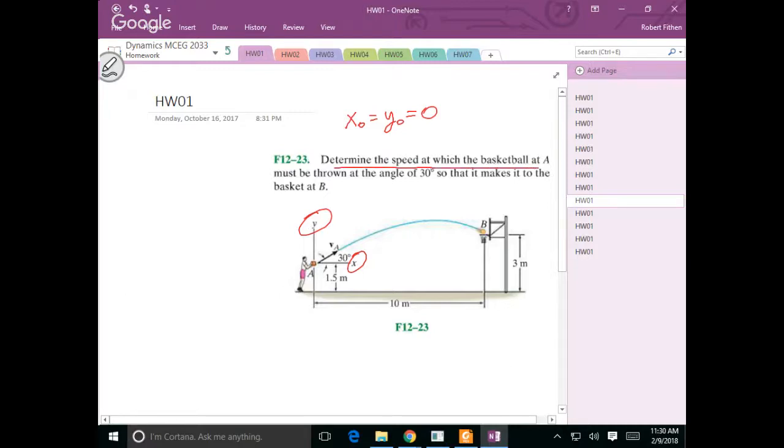Determine the speed at which it must be thrown at an angle of 30 degrees to make it into the basket. Now that's assuming that he shot it in the right direction.